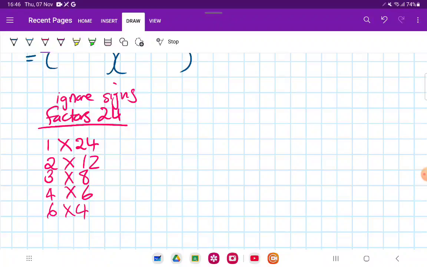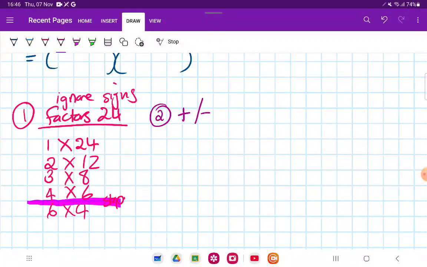Now remember, when you get to this point where you are repeating numbers, 6 and 6, 4 and 4, when you get to that point, I want you to stop. So that here is where you stop. Okay, that is your stop line. Okay, so you're done with step number 1, factorizing. Now we're going to do step number 2. And for step number 2, we are going to add plus or minus.